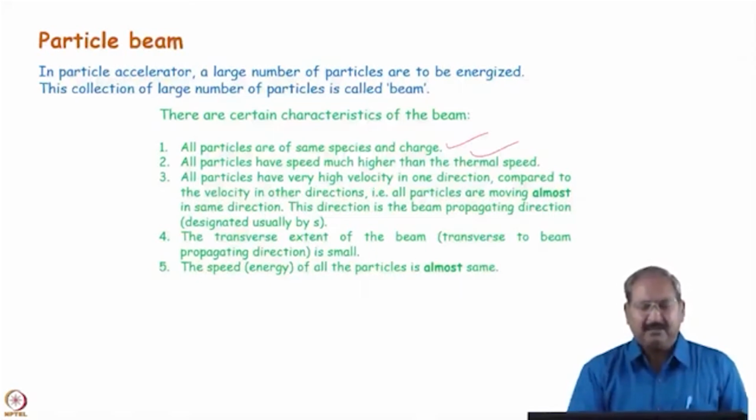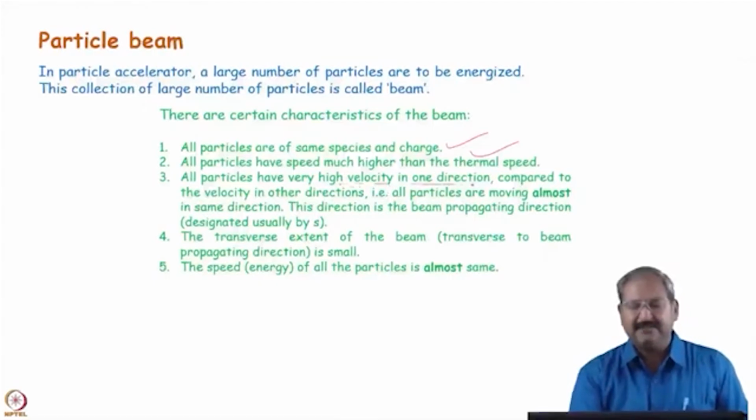And now all particles must travel with this high velocity in one direction. Means there should be an average beam direction along which the particles are going. Some particles may have some deviation in the angles with respect to this central trajectory, but those deviations are very small. So almost all the particles, not exactly, almost all the particles are moving in the same direction.